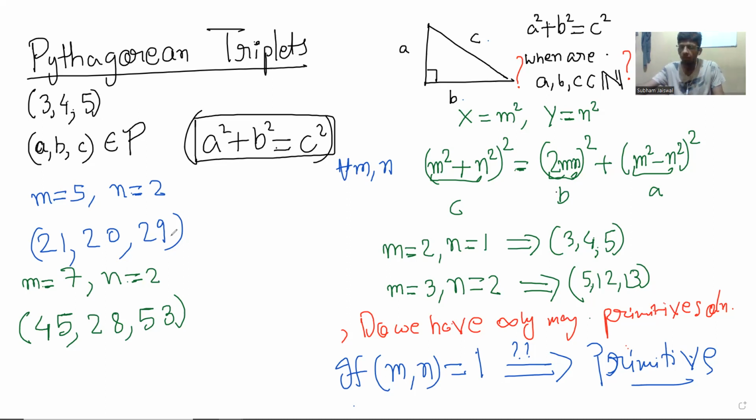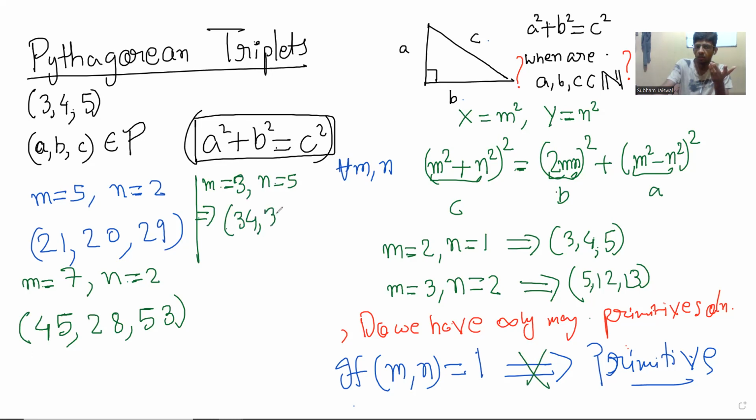If we choose 3 and 5, we are not getting a primitive solution. So that answers your question: just choosing M and N with GCD 1 does not imply primitive. So what do we get for 3 and 5? Something non-primitive: 34, 30, and 16. So to get a primitive solution, just taking M and N coprime is not enough.